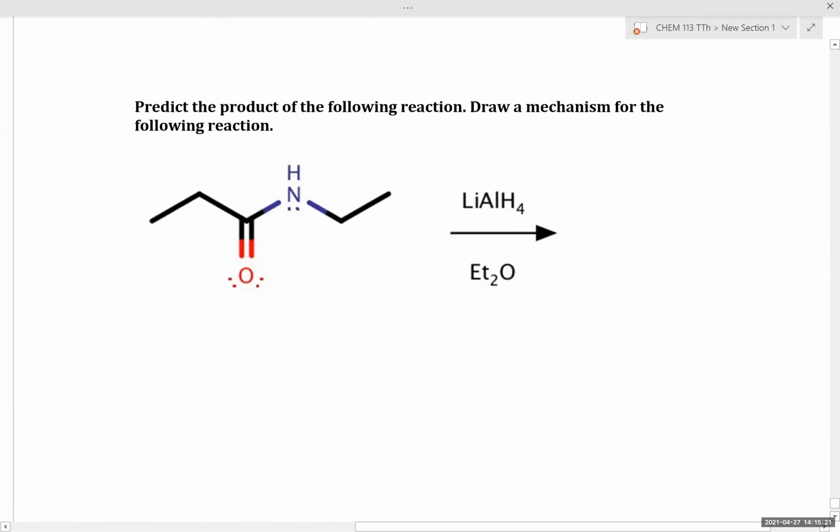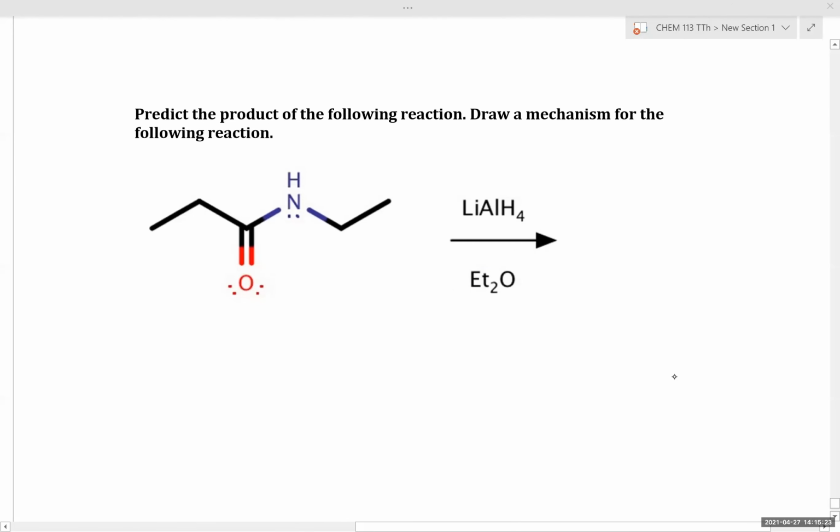In this case, I'd like us to predict the product of the following reaction and draw a mechanism for this reaction. We're treating an amide with lithium aluminum hydride in diethyl ether. So this is a textbook amide reduction with your classic hydride donor. For this mechanism, we have students predicting that we'd get the desired amine. Yep, that's reasonable. But there's something I'm looking for particularly when we draw the mechanism, and I'd like you to show how the alcohol is activated as a leaving group.